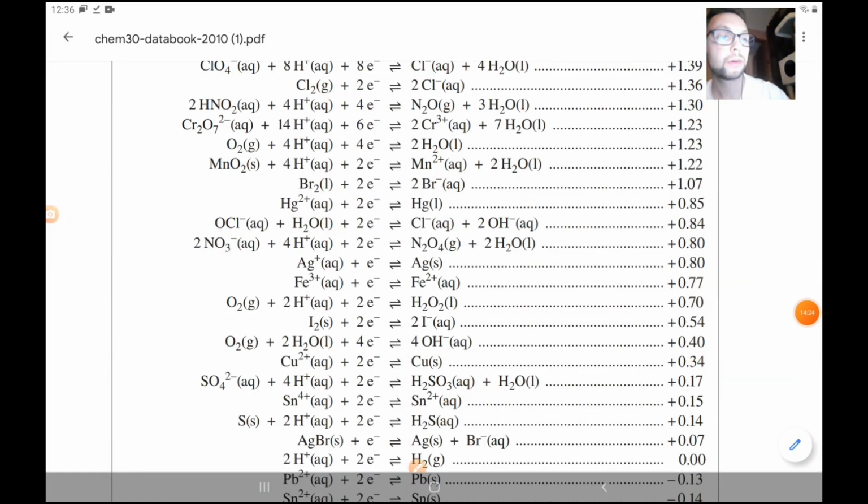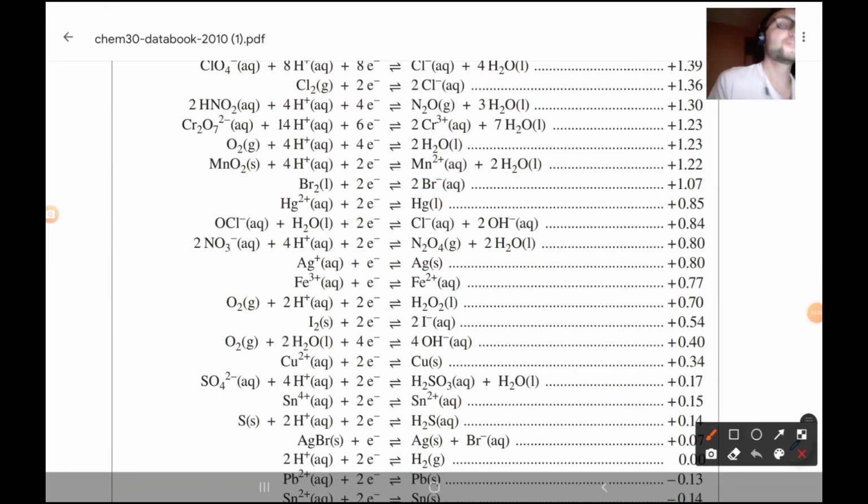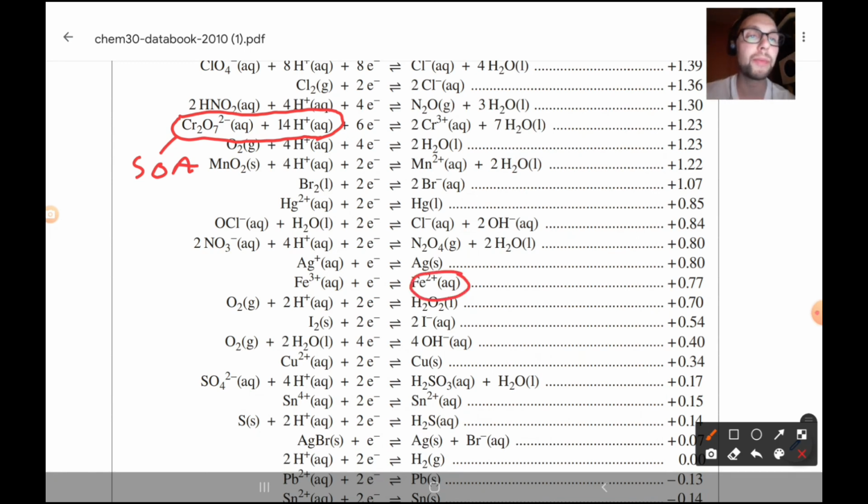So when I look at the data booklet and find my Cr2O7 with the H+, this is my SOA, and I find my iron 2+. Remember, I'm not going to look at iron on the other side. I'm going to look at it on the right side because I want the reducing agent iron. That'll be the SRA, and we can see that the SOA is clearly above the SRA. So this reaction is definitely going to be spontaneous.